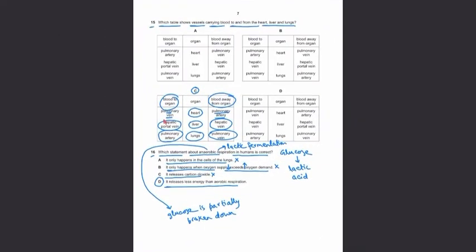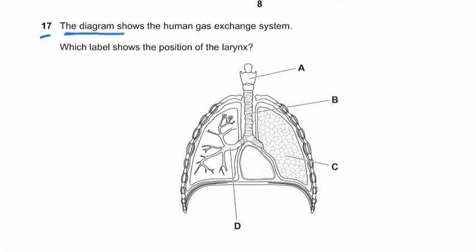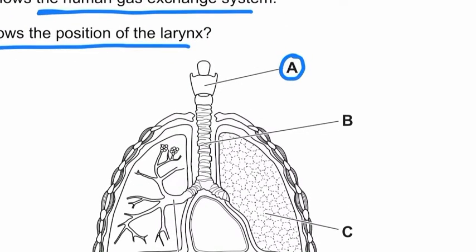Let's move on to MCQ number 17. The diagram shows the human gas exchange system. Which label shows the position of the larynx? So guys, as you all should know, A is the larynx or the voice box.